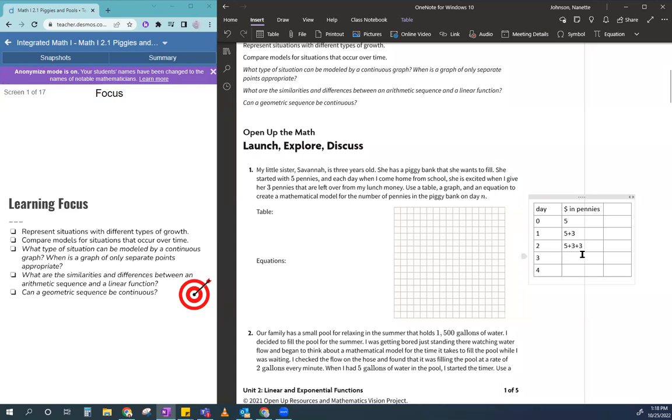Okay, the next one is going to be 5 plus 3 plus 3 plus 3 plus 3, Miss Johnson. And here I'm going to trade this out for n days, Miss Johnson. So what would this be?